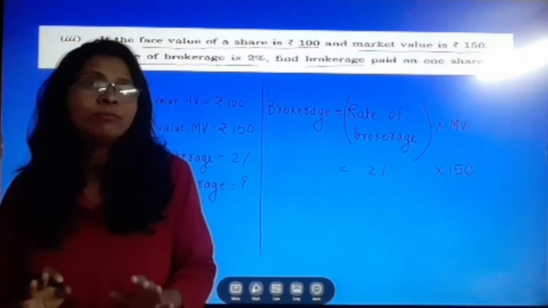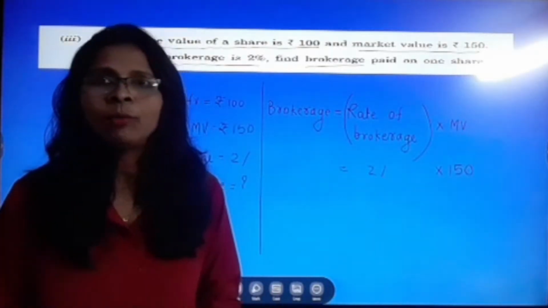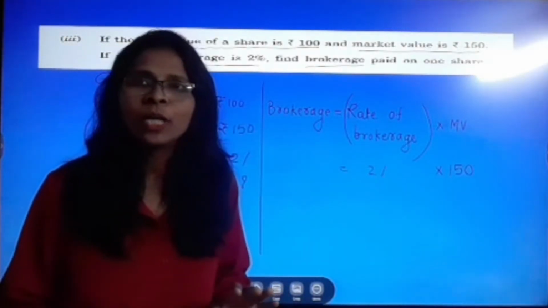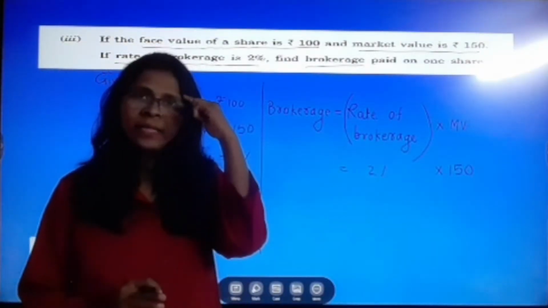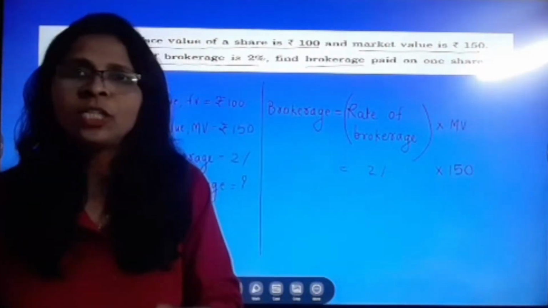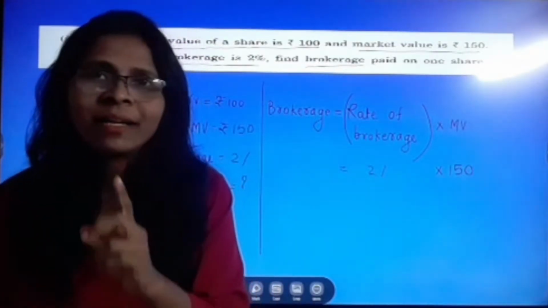That is the mistake in the formula that somebody might make: writing brokerage is equal to rate of brokerage multiply FV. No, remember that brokerage is equal to rate of brokerage multiply the market value.